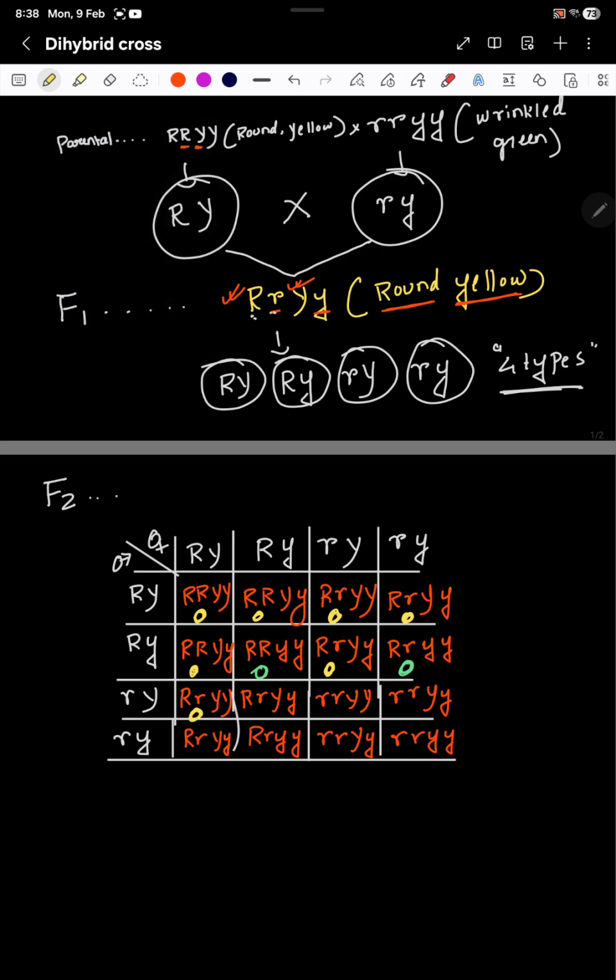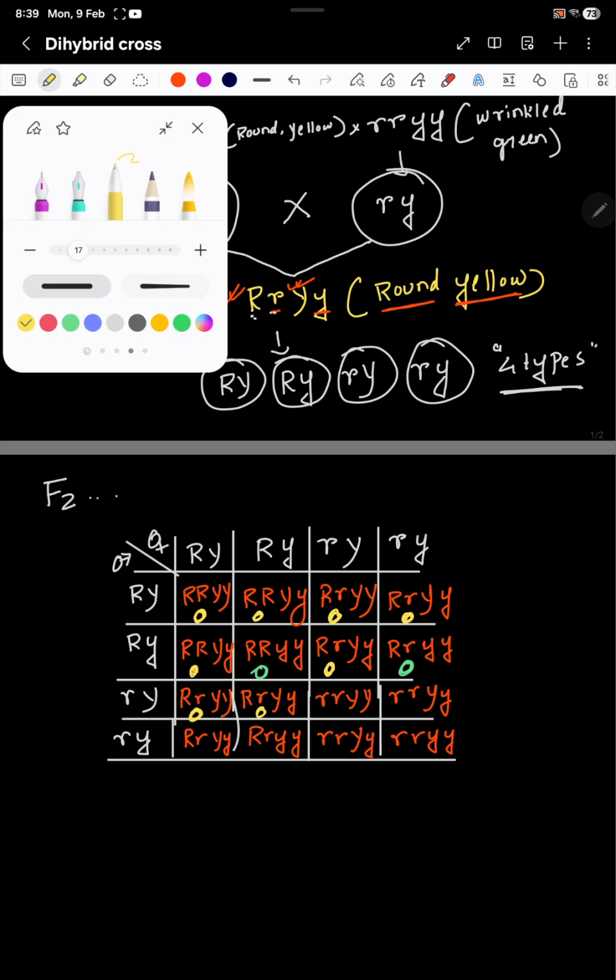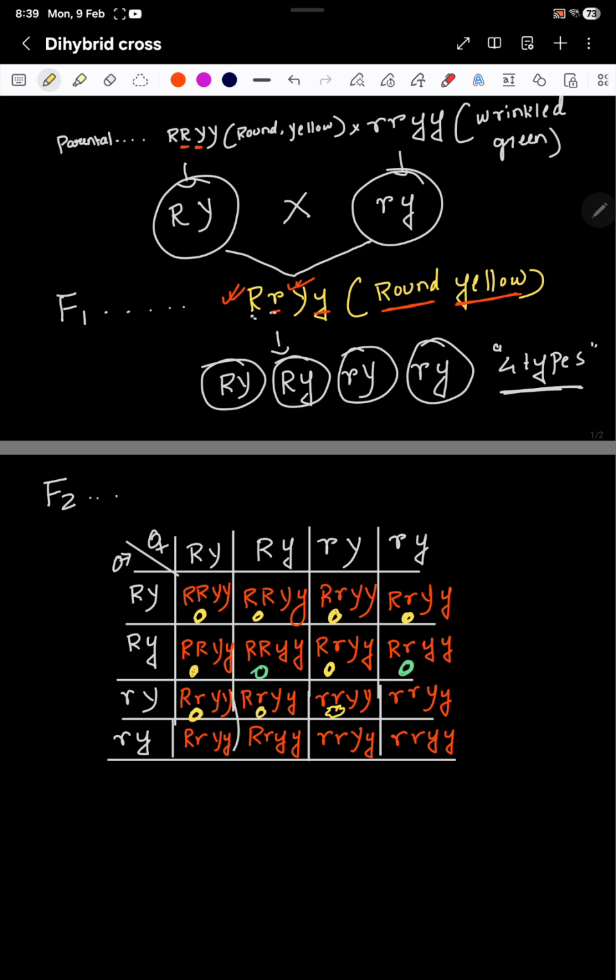These are all the phenotypes we are doing. This is again round yellow. Now what will be this? This will be wrinkled yellow. Okay, the yellow is wrinkled like this. If you have seen the seeds of pea, you will be easily able to distinguish. Now what is this? This is again wrinkled yellow. See, okay, this is round yellow. This is round green.